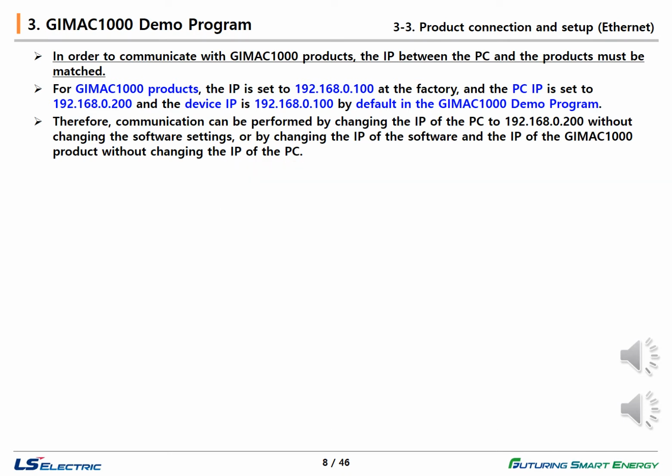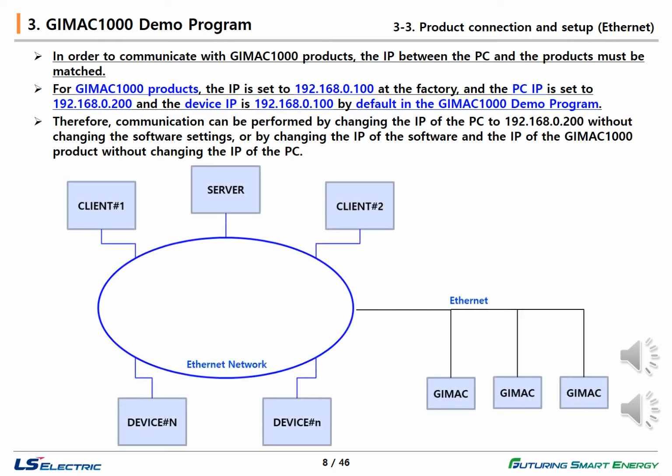The default IP of GMAC1000 is set to 192.168.0.100, and the default IP for the GMAC1000 demo program is set to 192.168.0.200. Therefore, it is not necessary to set the IP for GMAC1000. However, users need to adjust the IP address in order to operate the demo program additionally when connecting to another network.